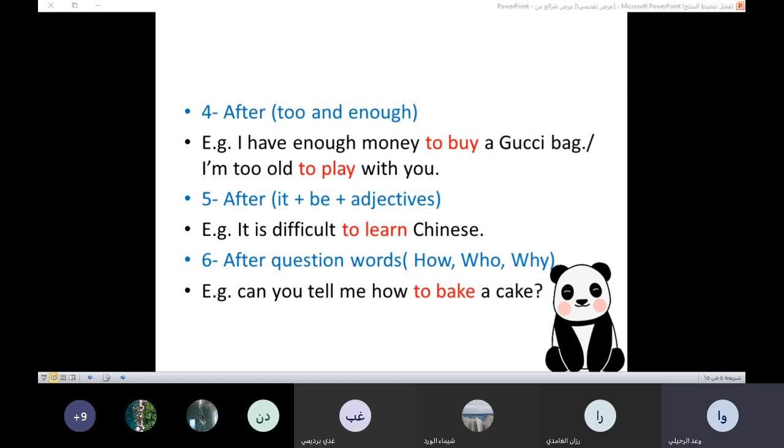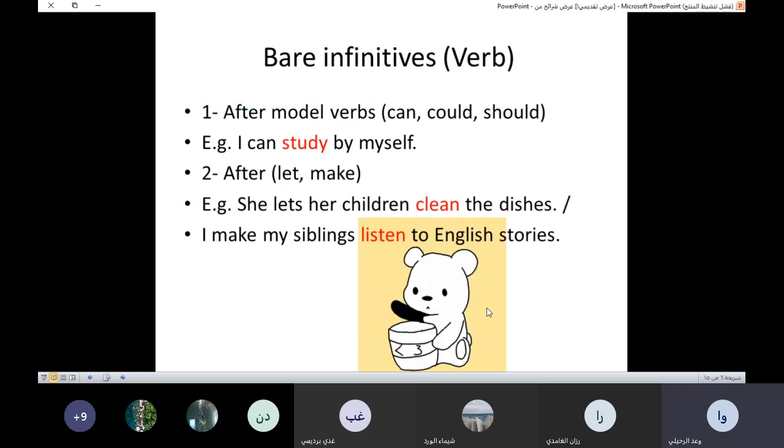The last thing in the full infinitive is after question words: how, who, why, and what. So I call them WH questions. After them, I'm going to have to plus the verb. Can you tell me how to bake a cake? Can you tell me what to do? Okay, so after those question words, sometimes, not all the time, you're going to have full infinitives, to plus the verb.